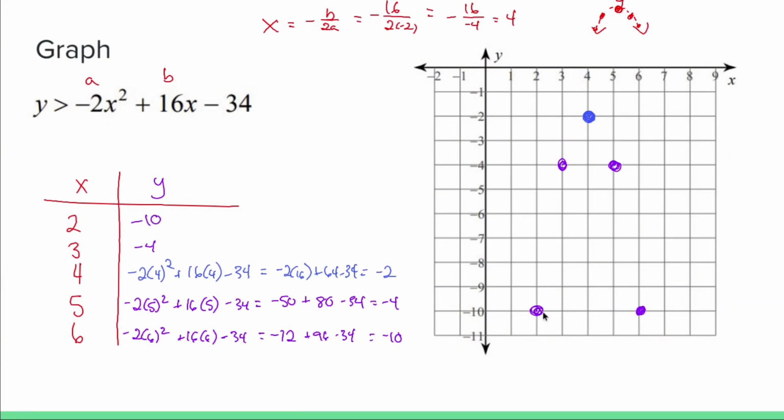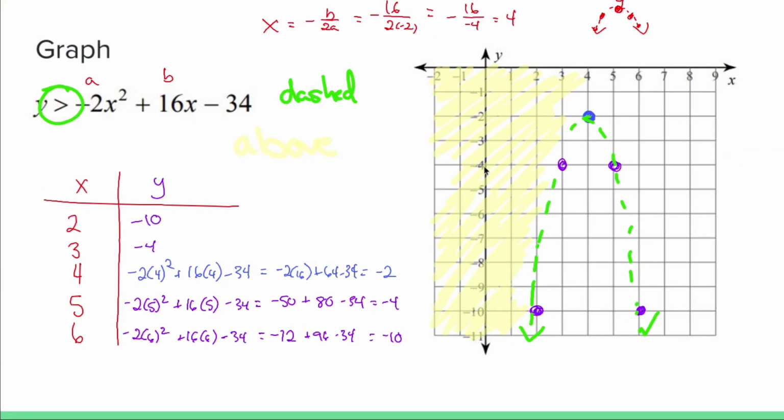Now, the general idea behind all of this is the fact that we have a greater than symbol living right there. Greater than symbol means two things. Thing number one is that it's a dashed line. That's why I made that picture look like that. So why don't I connect these best I can. Dashed line, boom. Thing number two is this is greater than. And since this is greater than, that means you're going to shade above the line. So all of this is me shading above the curve.